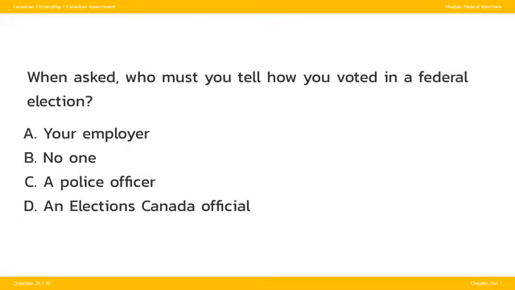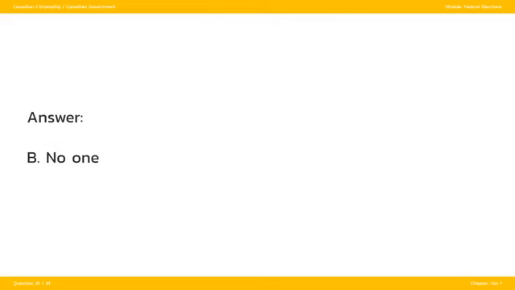When asked, who must you tell how you voted in a federal election? A. Your employer. B. No one. C. A police officer. D. An Elections Canada official. The answer is B. No one.